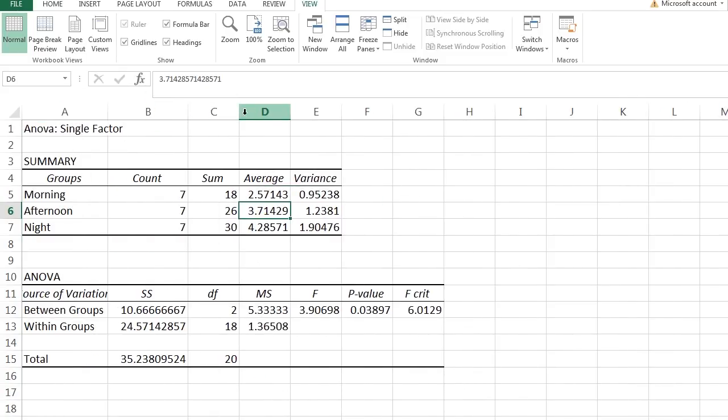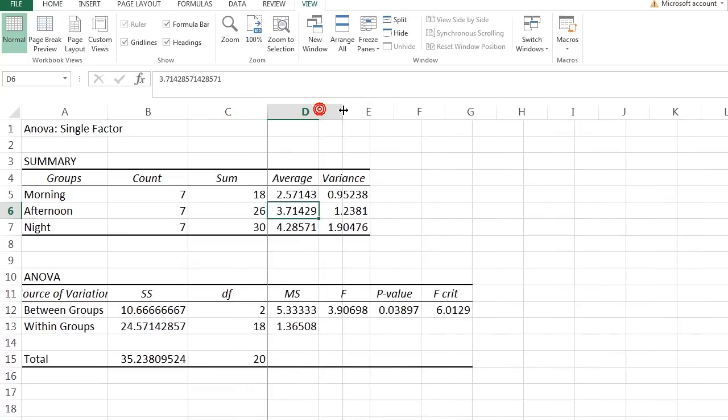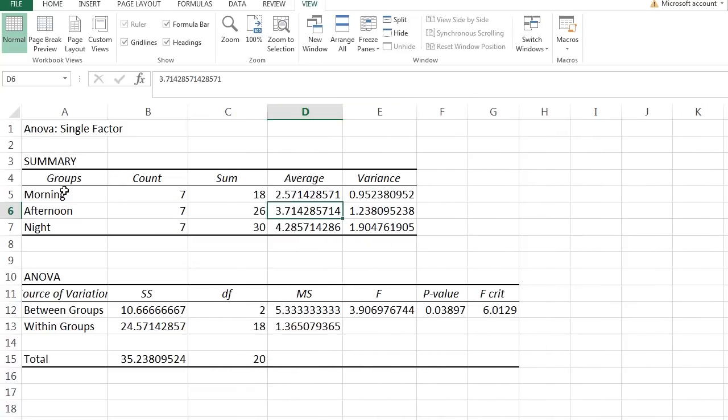Okay. First of all, what the calculations are showing us is that the morning shift has an average number of calls over the data that we've collected. So this is the sample mean, 2.57 calls. The afternoon shift looks like it has on average more, 3.71. And the night shift has even more on average, 4.28. And it gives you the variances of the sample data that was collected there.